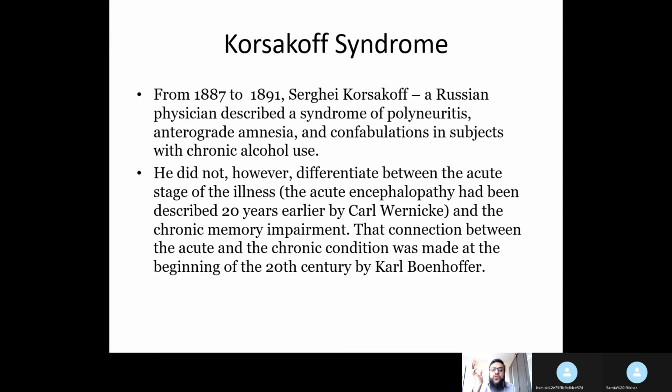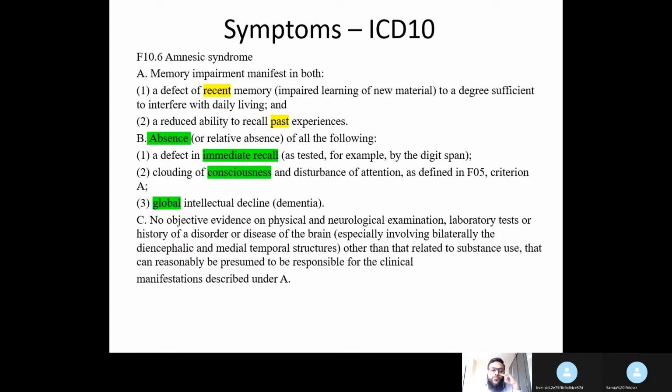Sergei Korsakov did not, however, differentiate between the acute stage of illness, which is Wernicke's encephalopathy, described about 20 years earlier by Karl Wernicke, and chronic memory impairment. So he described the second part, but he could not differentiate it well. The differentiation between Wernicke's encephalopathy and Korsakoff syndrome was made by Karl Bonhoeffer in the 20th century. So what are the symptoms of amnesic syndrome from ICD-10?